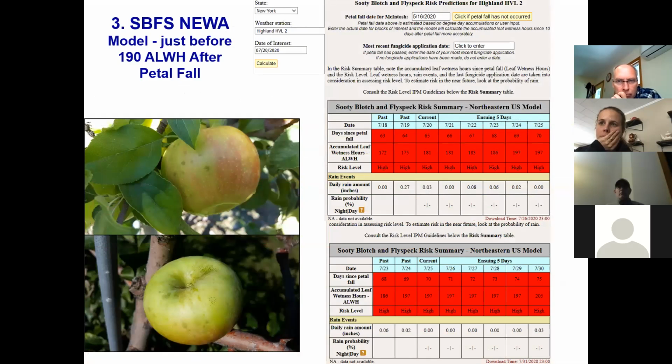I'm showing you here that we reached 190 hours of accumulated leaf wetness when the first infection usually starts during the season, and that was around July 23rd. So you can see here we had a prolonged drought that delayed this accumulation of wetness all the way up until July 23rd.